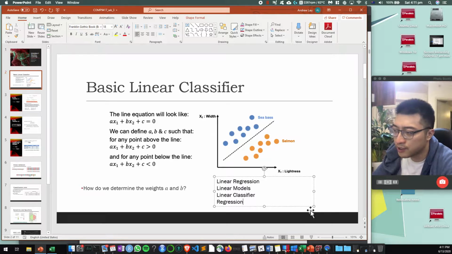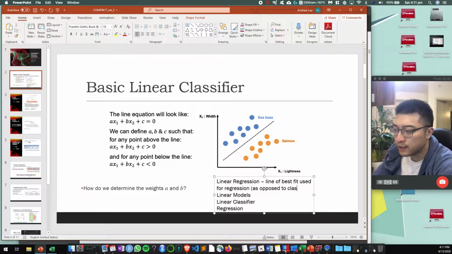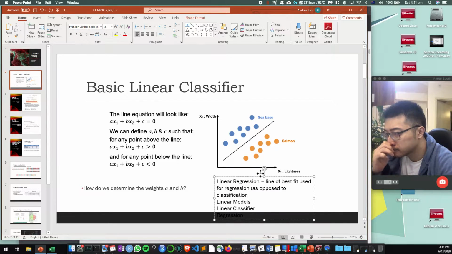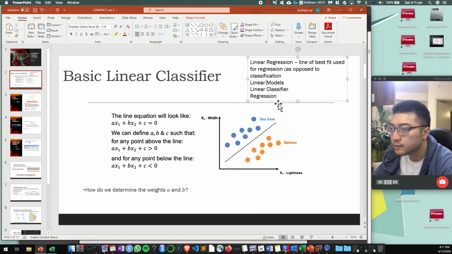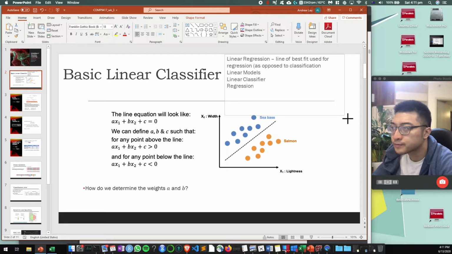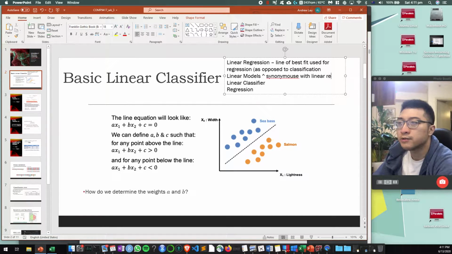And then you have regression. So these share a lot of words amongst them. They're all slightly different, right? So this is a line of best fit used for regression, as opposed to classification. I'm going to move this guy here. Right, linear models. It's largely synonymous with linear regression.